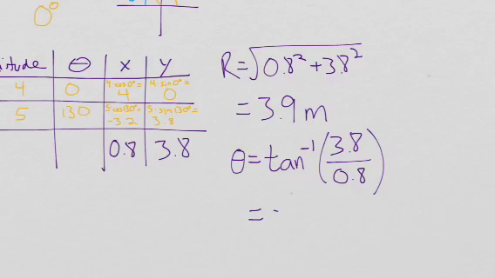And you get a theta of 78 degrees. And so now we know that we went 3.9 meters at an angle of 78 degrees.